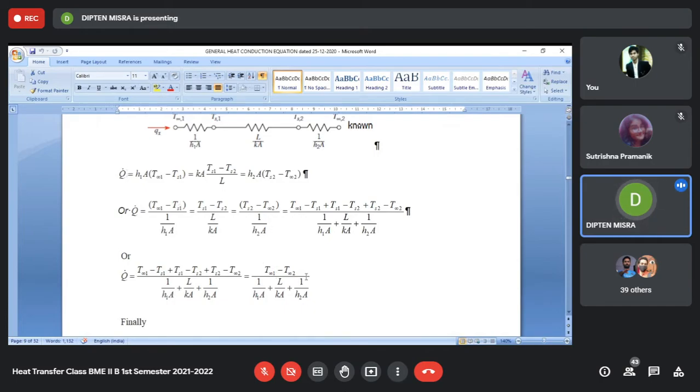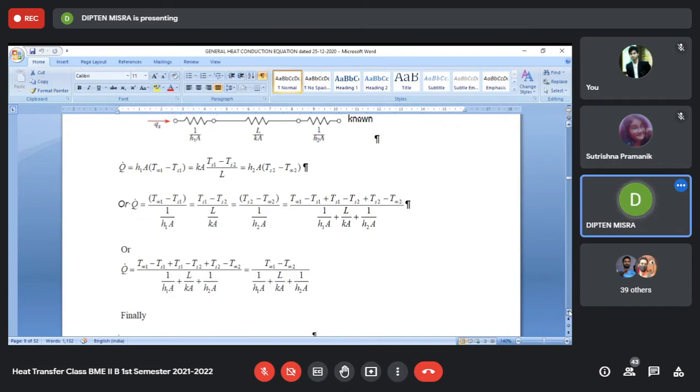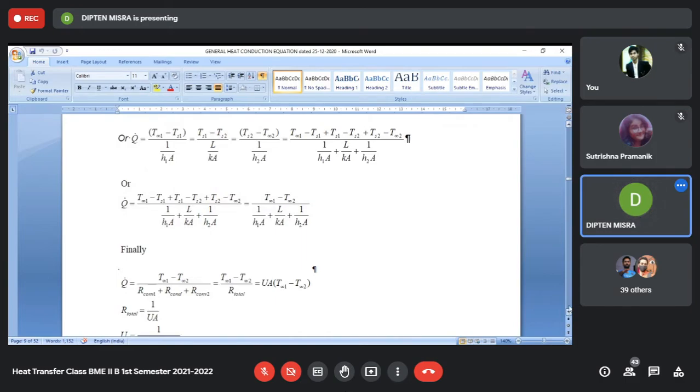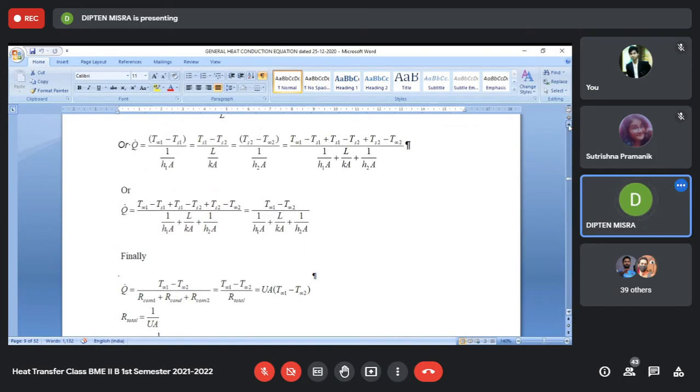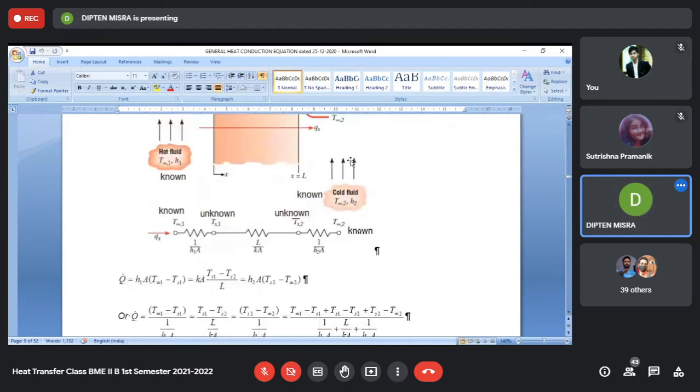And there is further to it. We'll come back to this, it is something like an electrical analogy. You have a temperature T infinity 1, the free stream temperature of the hot fluid, then there is a temperature drop from the free stream temperature of the hot fluid to the left hand side surface temperature of the wall, TS1, and that is why the heat is flowing in the direction of temperature drop.